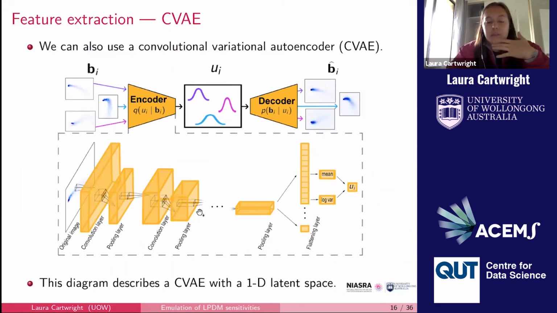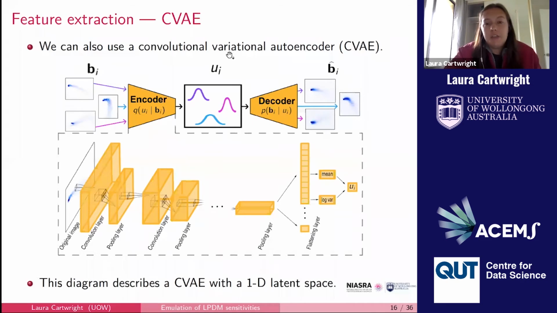Okay, so what I've shown here describes a CVAE with a one-dimensional latent space. So we call this the latent space. However, in our work, we use 20 dimensions, but how do you draw a 20-dimensional Gaussian distribution? So I didn't do that.